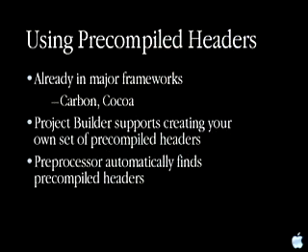So when we're using precompiled headers, we already supply you with precompiled headers for the frameworks that we ship, for the major umbrella frameworks. So Carbon and Cocoa already have their precompiled headers. If anybody's gone nosing around inside of the framework, you'll see a .p file living in there, and now a .pp file, which is the C++ version of those precompiled headers. Project Builder also supports creating your own set of precompiled headers. You can actually have more than one precompiled header. And in a minute, I'll bring Devang up to show how we do that.